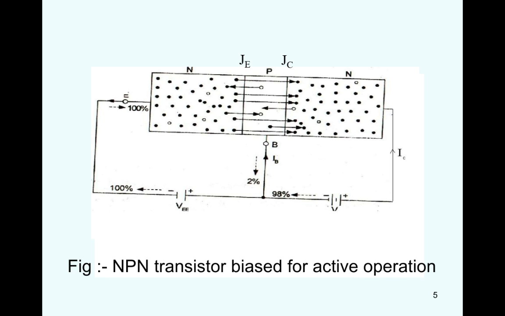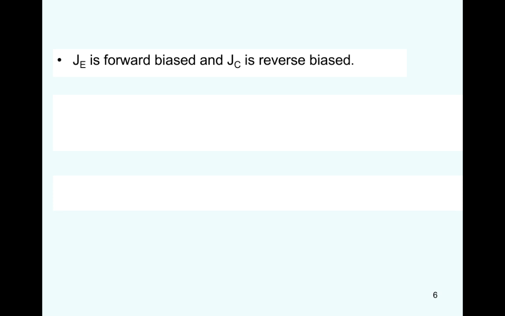The currents flowing in this transistor are the emitter current, base current and collector current. Two junctions are formed: the junction between emitter and base we call JE, and the junction between base and collector we call JC. JE is forward biased and JC is reverse biased.